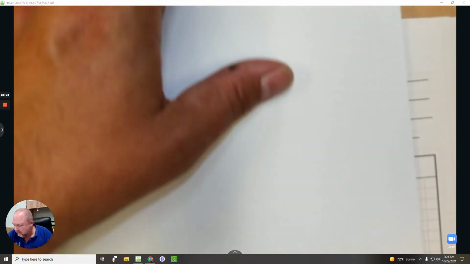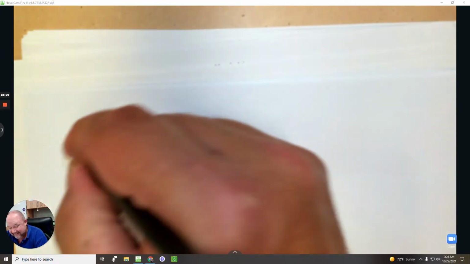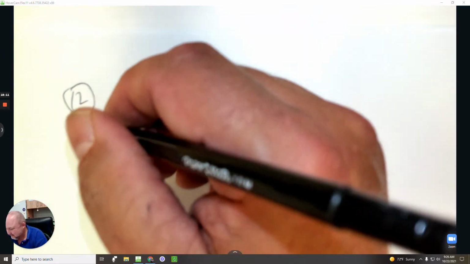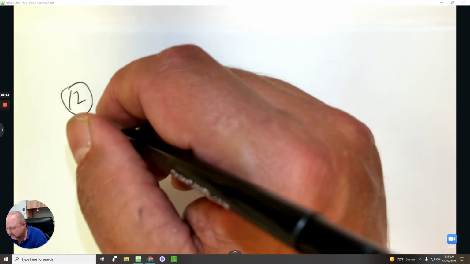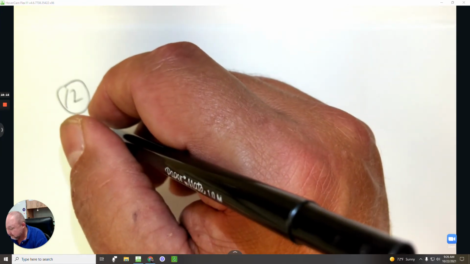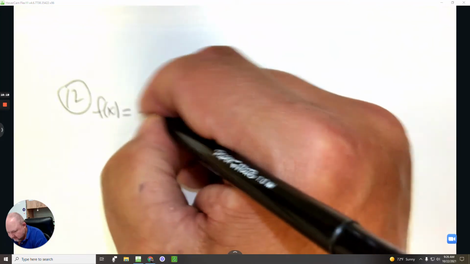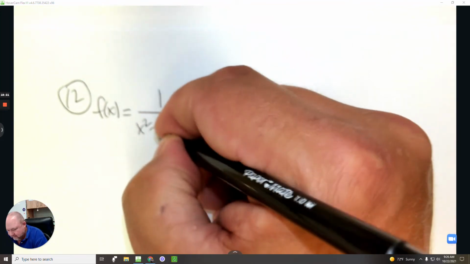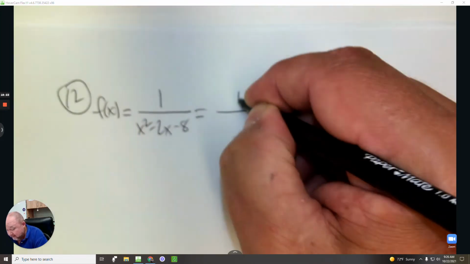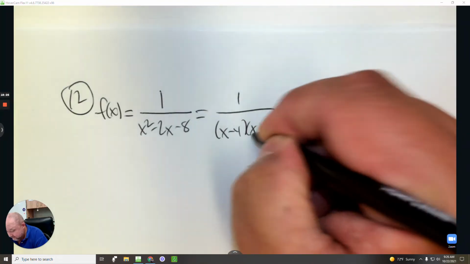Number 12. I don't know how much graphing's left here. Let's see. Oh, more graphing. I love graphing. Like trigonometry. Find the vertical asymptotes and behavior, relative extreme, and then graph it. So we have a function, 1 over x squared minus 2x subtract 8. A great first step is to first factor it.